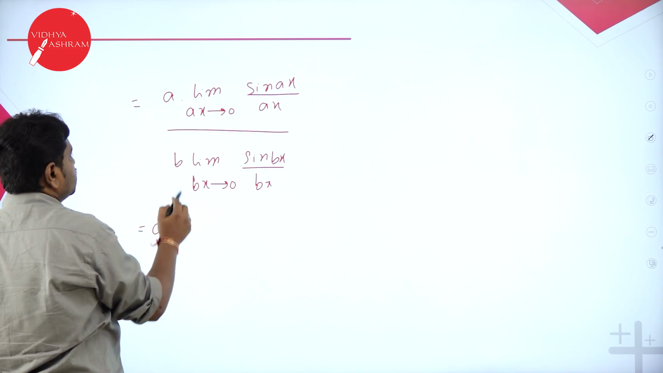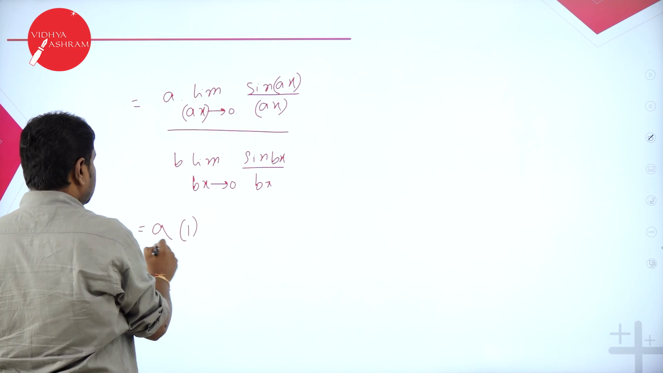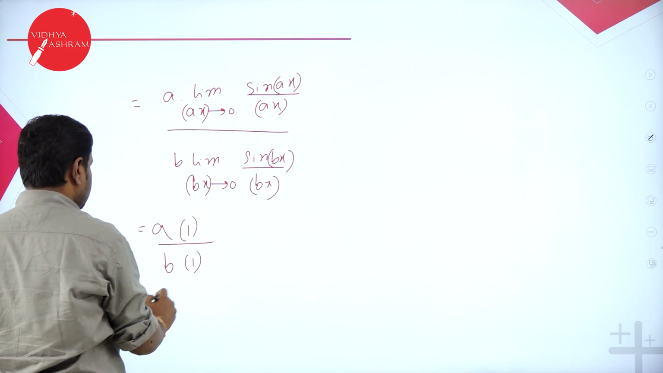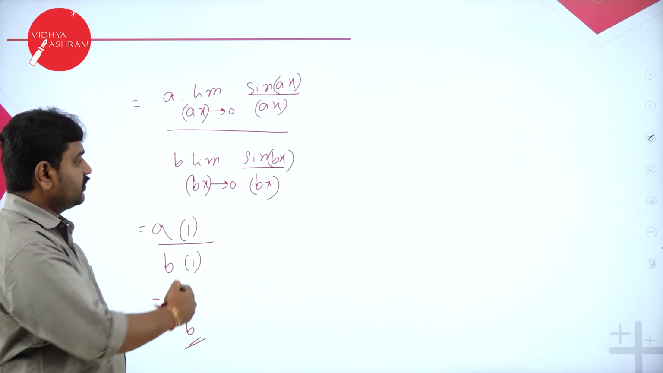So you can see this is in standard form. Limit theta tends to 0 sin theta by theta. This is 1. And here limit theta tends to 0 sin theta by theta is also 1. So a into 1 is a, b into 1 is b, and a by b is the result.